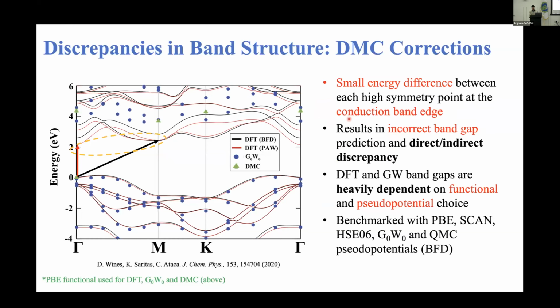And the motivation for this comes from there's a very small energy difference between all of the high symmetry points at the conduction band edge. So as you can see here, depending on which DFT method is used or which pseudopotential is used, it results in, of course, at the DFT level, an underestimated band gap. And then there's a discrepancy on whether the material is direct or indirect, depending on which methodology is used.